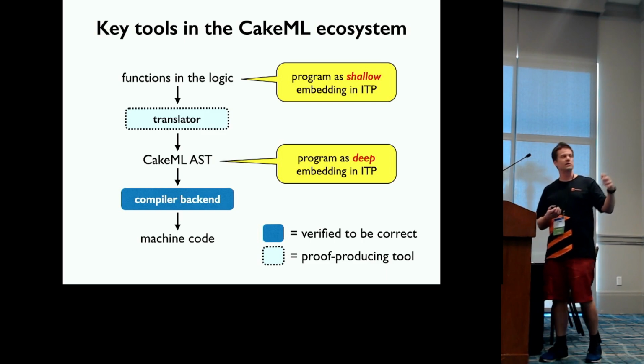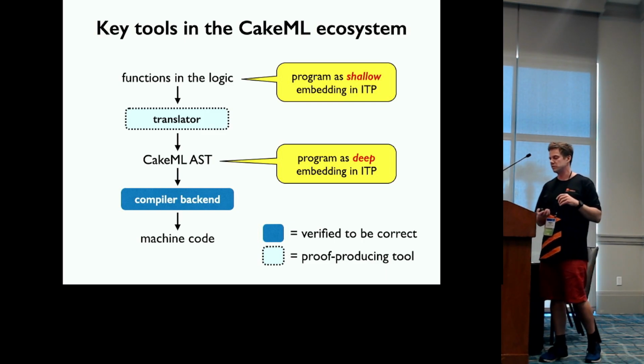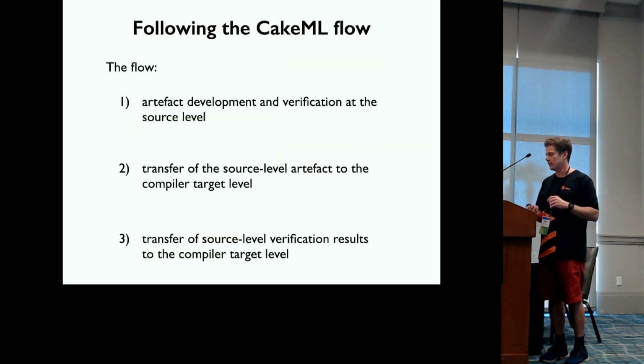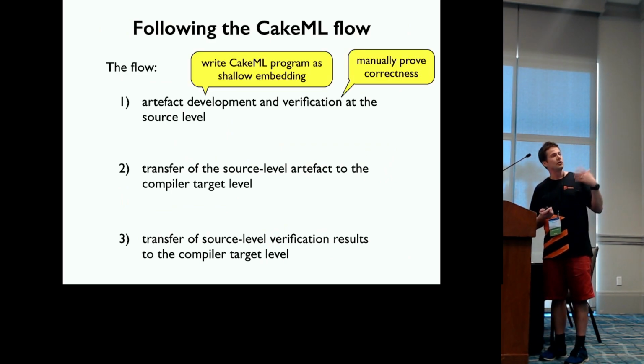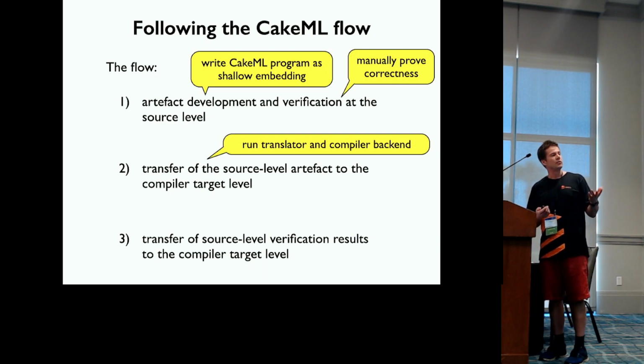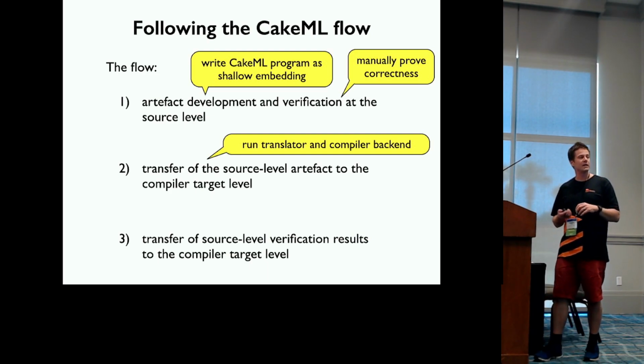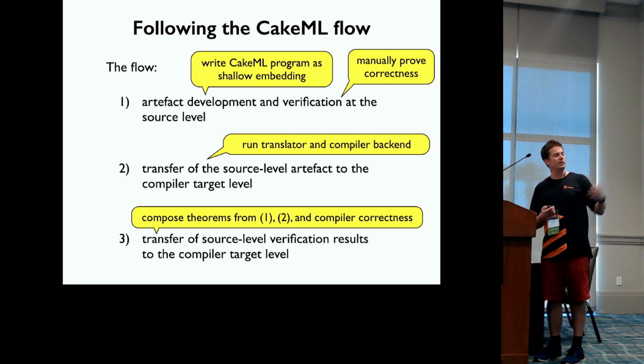So the machine code has the same behaviors as the functions in the logic at the top. So the flow is you write your CakeML program as shadow embedding, you manually prove correctness, you run the translator and compiler backend, and then for 3, it's very easy composition of 3 theorems.